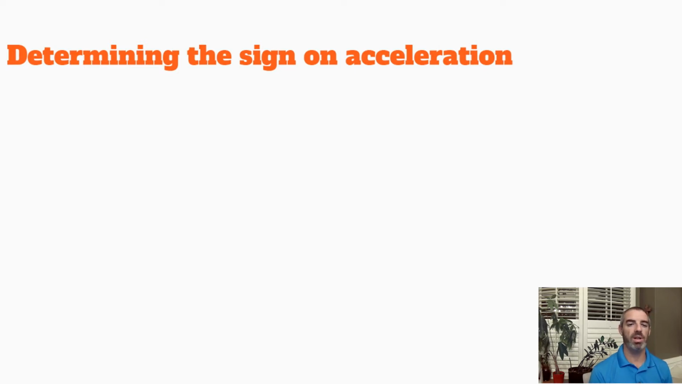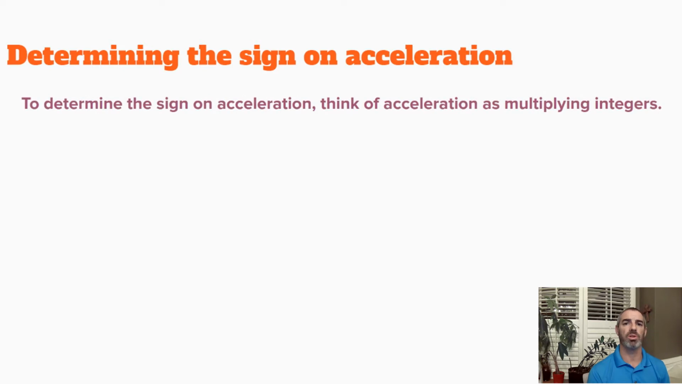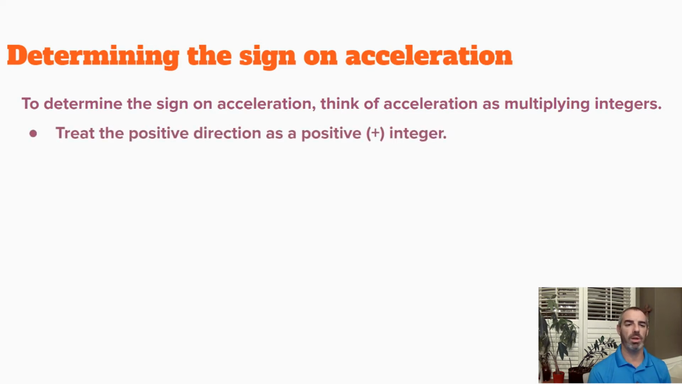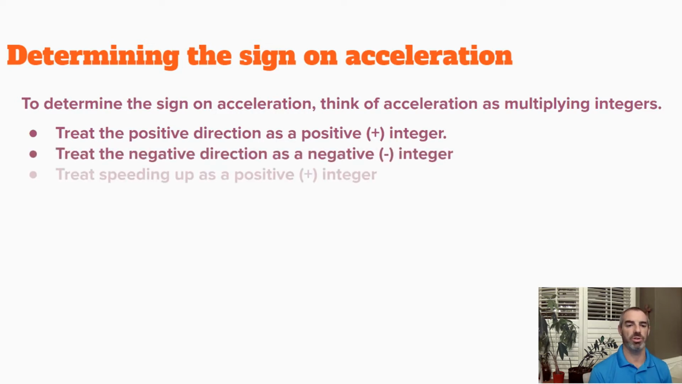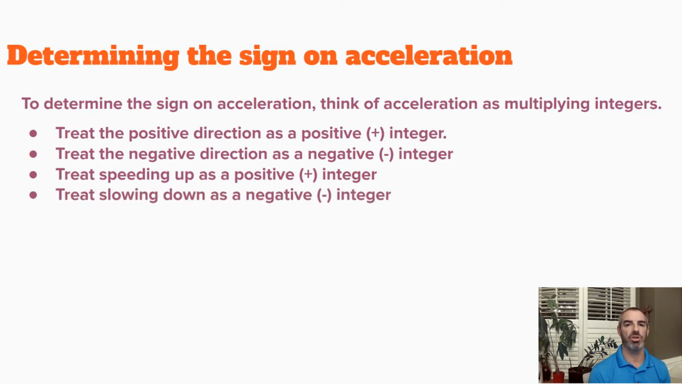So let's talk about how we can determine the sign on acceleration from a description of motion. It's important, like I mentioned before, to determine the sign because the sign on acceleration is going to tell us a lot about what we need moving forward. So one thing that I use is thinking of multiplication of integers. Let's treat the positive direction as a positive integer, the negative direction as a negative integer, speeding up as a positive integer, and slowing down as a negative integer. So we can look at the combination of those.